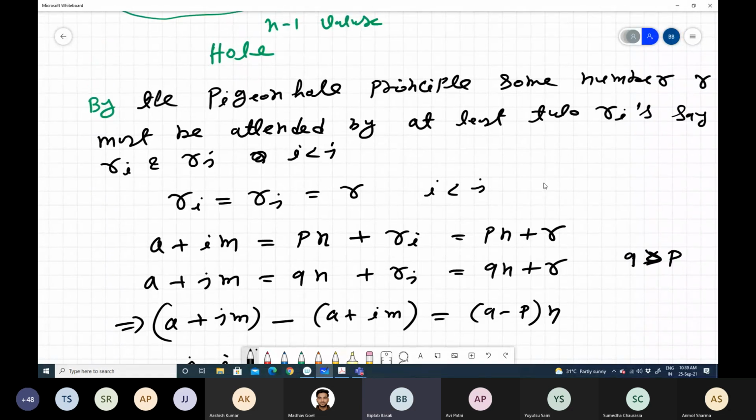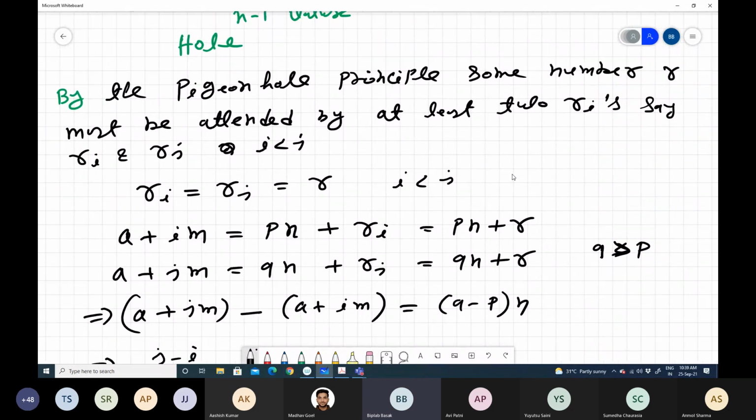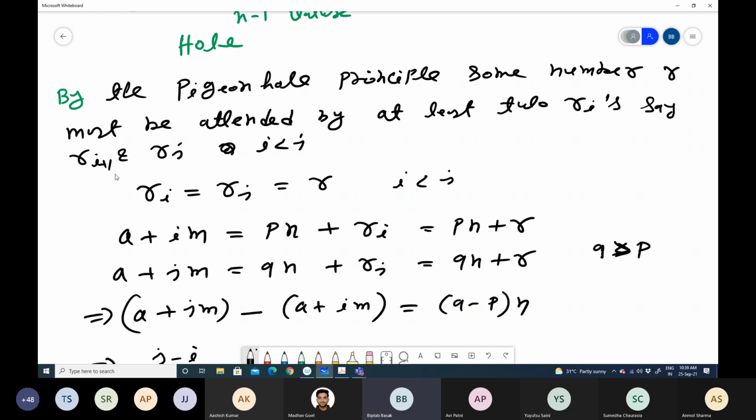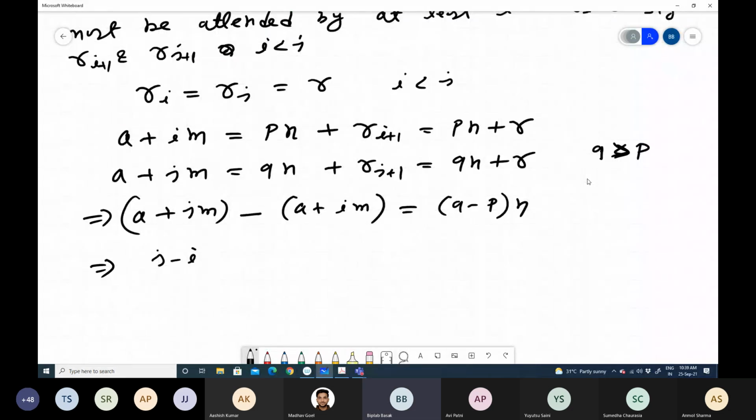Okay, what are we doing? Take two numbers at least, say, I am writing here i plus 1, j plus 1. Then that will be i plus 1, j plus 1. Okay, so we have this. And then that will be (j minus i) into m equal to (q minus p) n. But that is a contradiction.